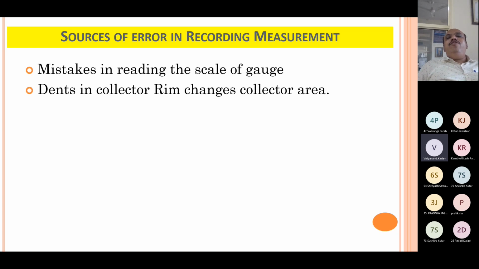Dents in the collector ring change the collector area. We know that the recording and non-recording types of rain gauges both have that circular collector area. That circular collector area is a metal part, and due to repetitive use, dents develop in this collector ring, and these dents change the collector area. So due to that, there is a possibility of a source of error in recording the measurement.